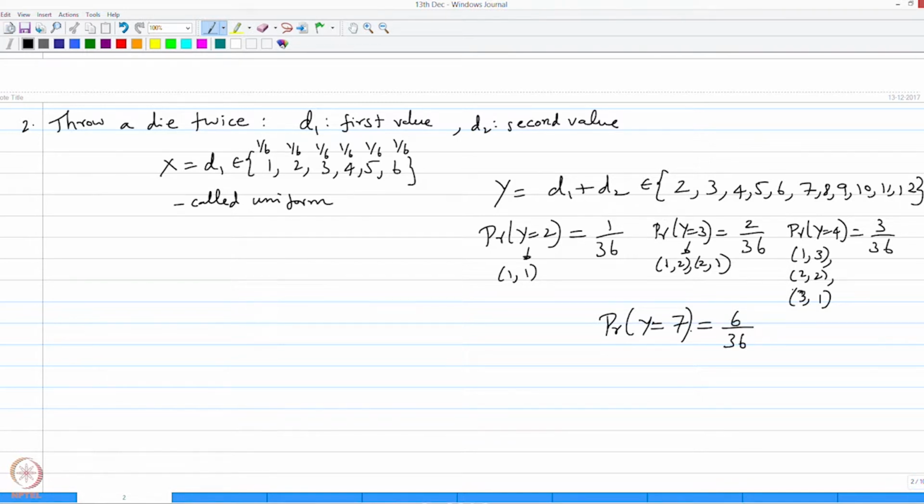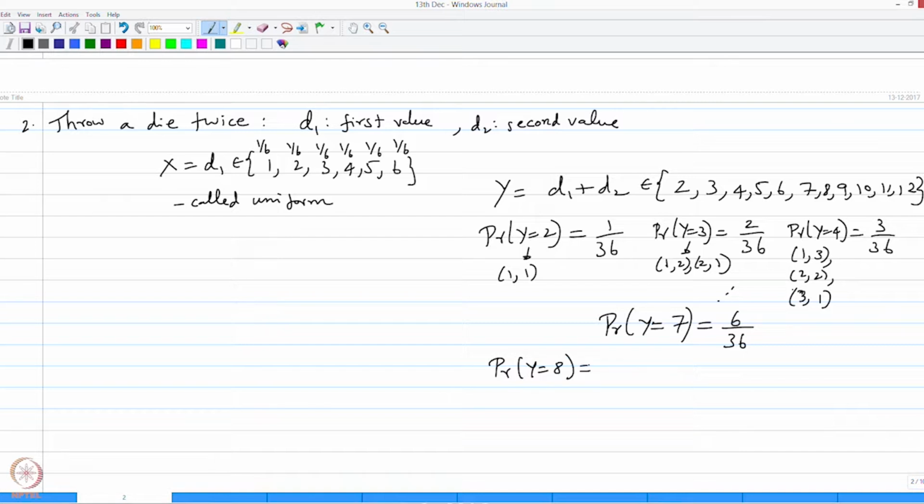So, 7 will be 1 comma 6, 2 comma 5, 3 comma 4, 4 comma 3, 5 comma 2 and then 6 comma 1. So, the first toss can be any one of 6 possibilities and then the other toss will be fixed by the first toss. So, you get 6 by 36. Likewise it will go 1 by 36, 2 by 36, 3 by 36 all the way to 6 by 36 and then you will have probability of y equals 8.